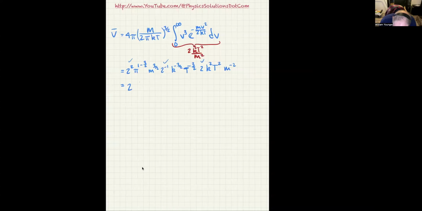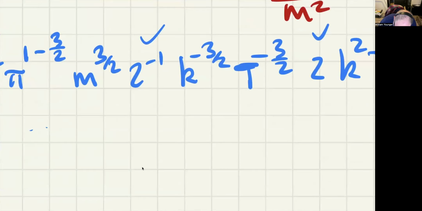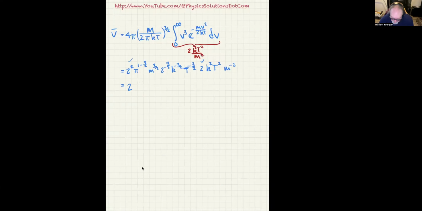I've got a 2 to the 2 power, and what I found was wrong was this 2 to the negative 1. That was the careless mistake I made. That's supposed to be 2 to the negative 3 halves because it was in the denominator, hence the negative, but it was also raised to the 3 halves because it was in parentheses. So this becomes 2 to the 2 power. That takes care of the one I have checked. Plus 1, that takes care of the other one I have checked. And then minus 3 halves, so that takes care of that one.